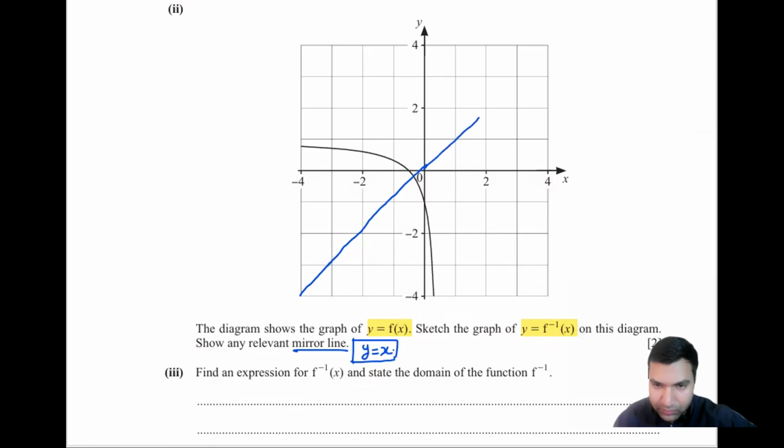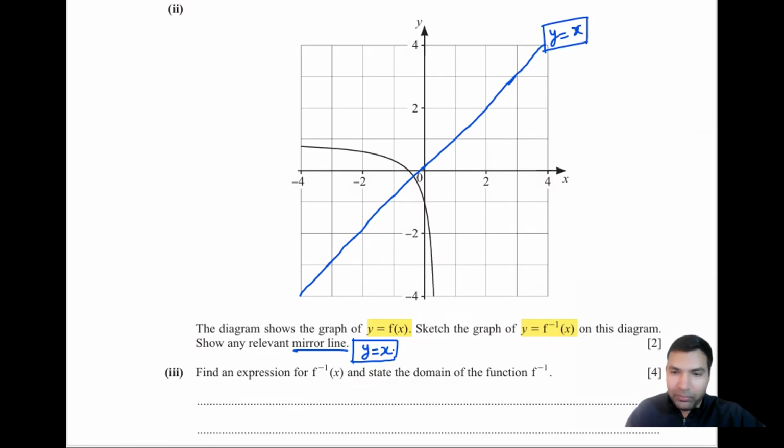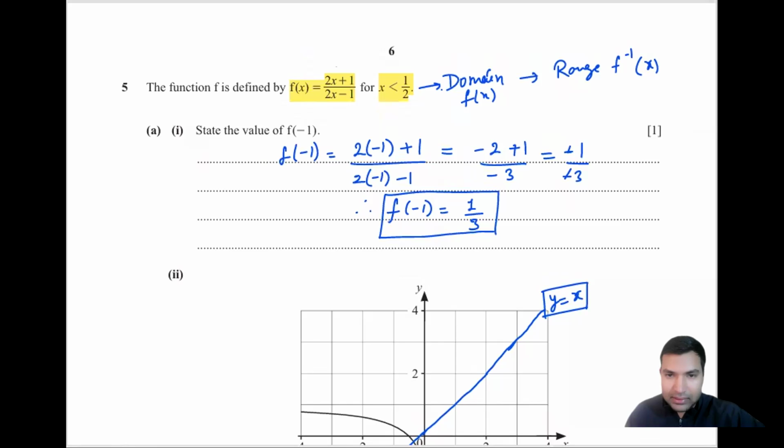The origin, and please pardon because I won't be able to draw the straight line now like this. Okay, so this is the line y equal to x. So the inverse always exists with the mirror line y equal to x, because y is called the range and x is called the domain. So domain will become range and range will become domain. Now what I see from here is x is less than 1/2. So this is the domain.